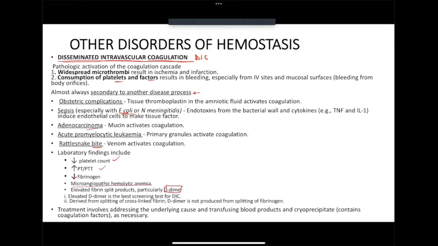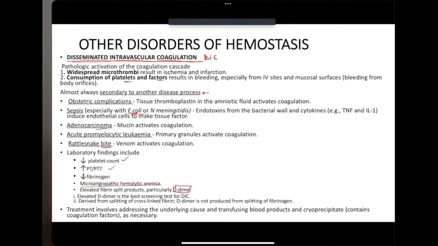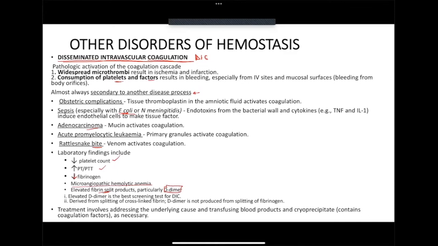D-dimer increase is not a specific diagnostic factor, but it can lead you to see that there's some kind of thrombi, some kind of fibrin formation that's going on in the body. So we see elevated fibrin split products, which are the D-dimers. So elevated D-dimer is the best screening test for DIC, yes.